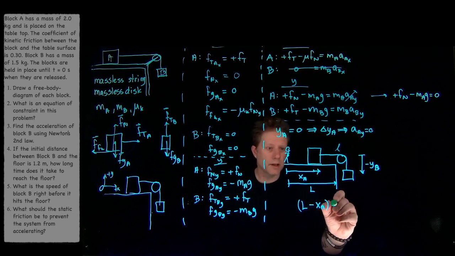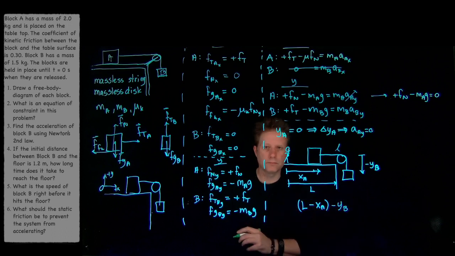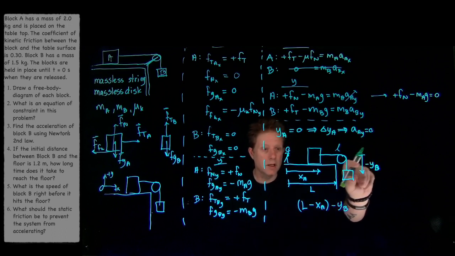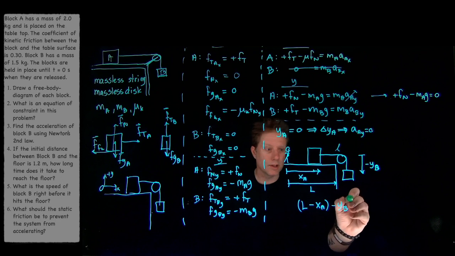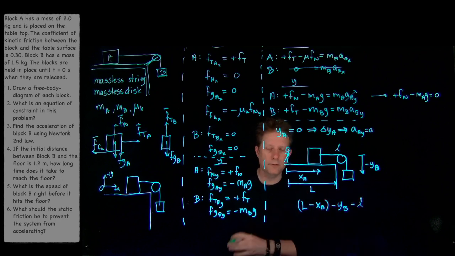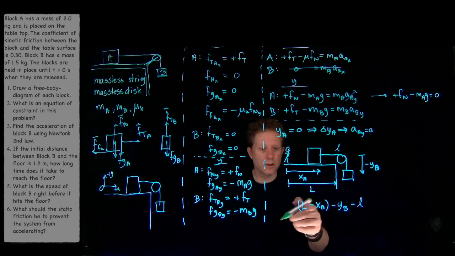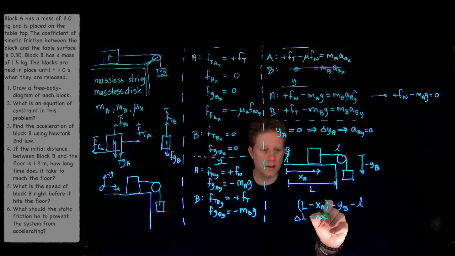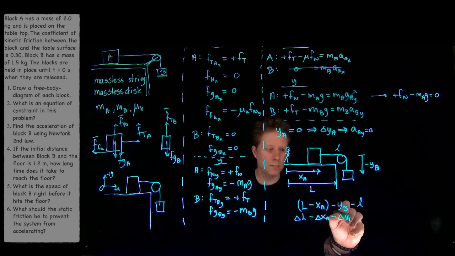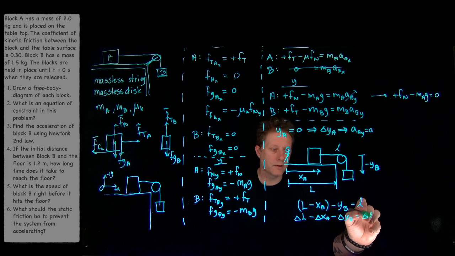Well, that's going to be negative YB. So that's how much rope we have right here. So we add these two together, we're going to get the total length of the rope. Now we know the length of the rope is constant. So if we look at the differences here, we can say the difference in L minus the difference in XA minus the difference in YB is equal to the difference in the length of the rope.